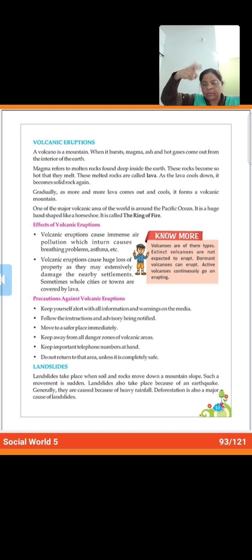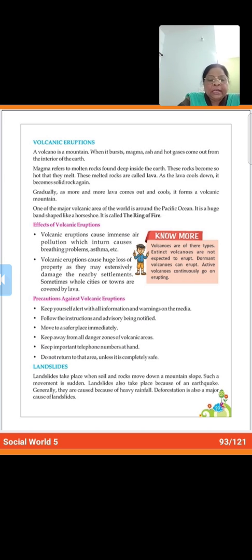Why is it called the Ring of Fire? Because you know that the area encircling the Pacific Ocean is called the Ring of Fire. This I told you. And it is called the Ring of Fire because its edges mark a circle of high volcanic and seismic activity. And most of the active volcanoes are located on this circumference. As I told you, 452 volcanoes have occurred. Just imagine.